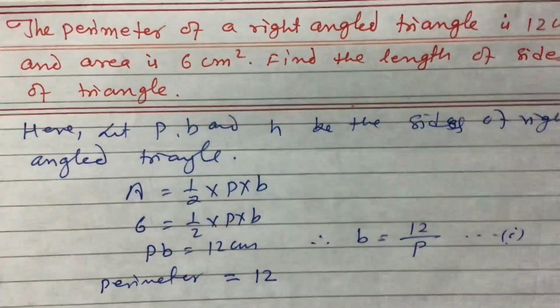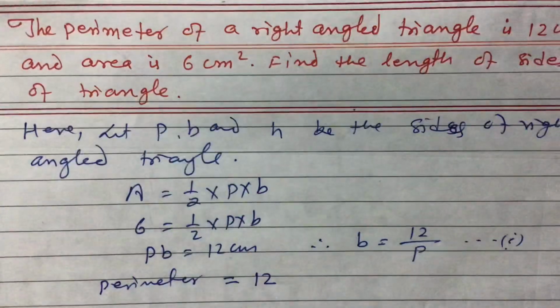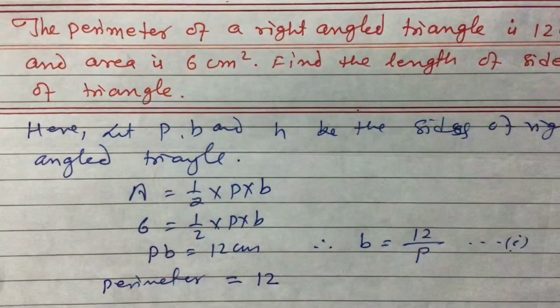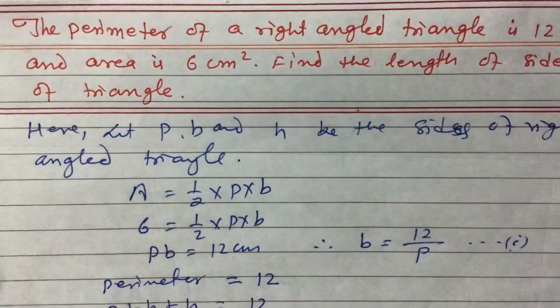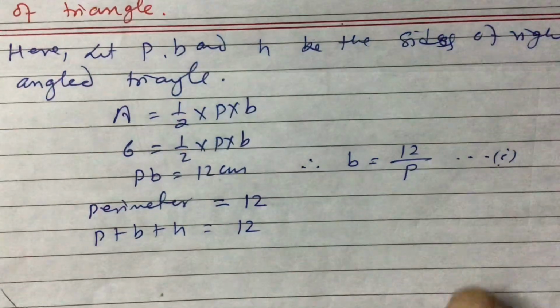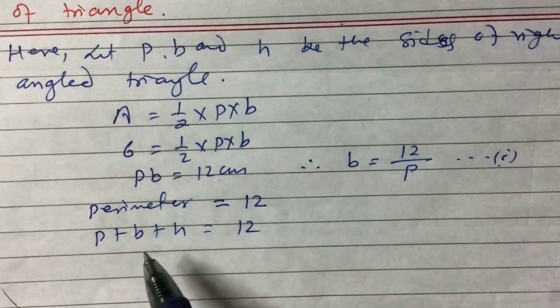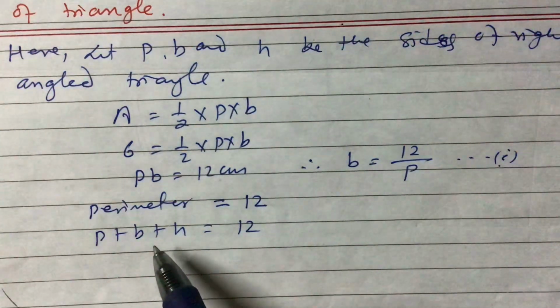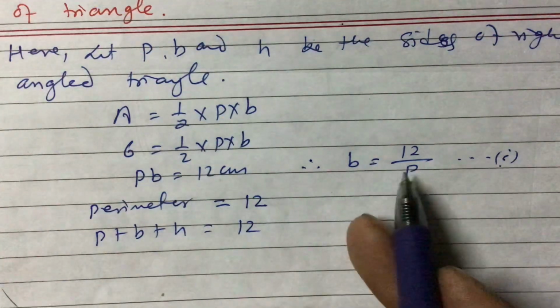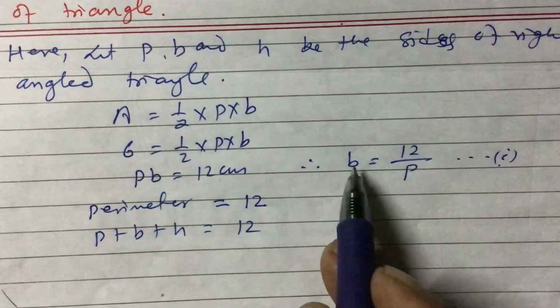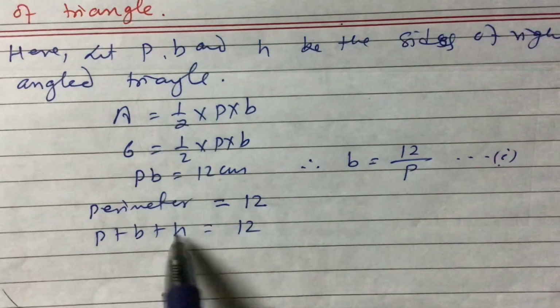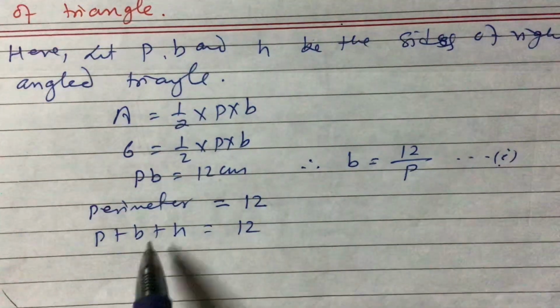Now perimeter means P plus B plus H, the sum of the three sides. So P plus B plus H equals 12. Now let us put the value here. P we don't know, so let us keep it like this only. Now we have to find everything in terms of P. P is P only. Now H we will find out in terms of this one.